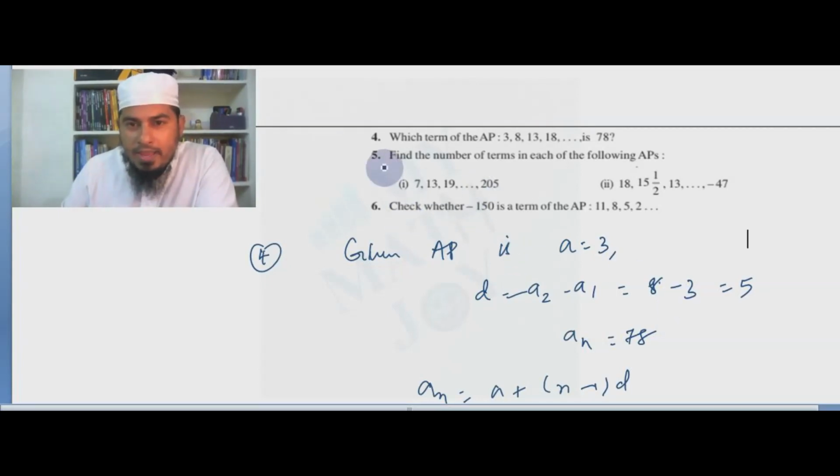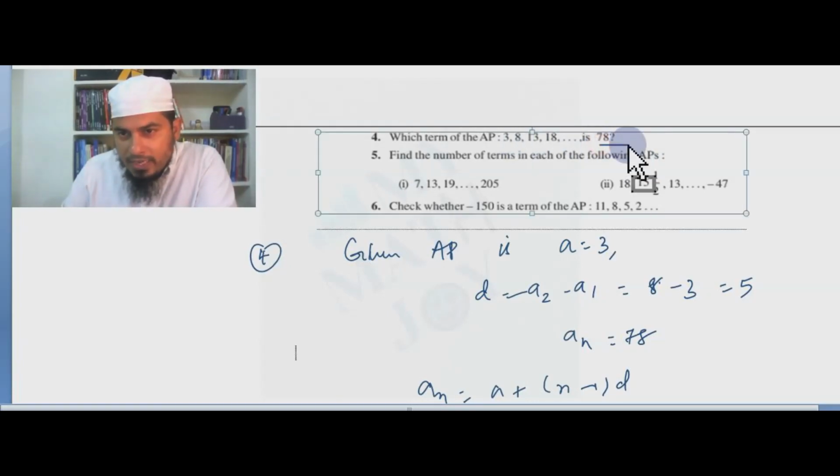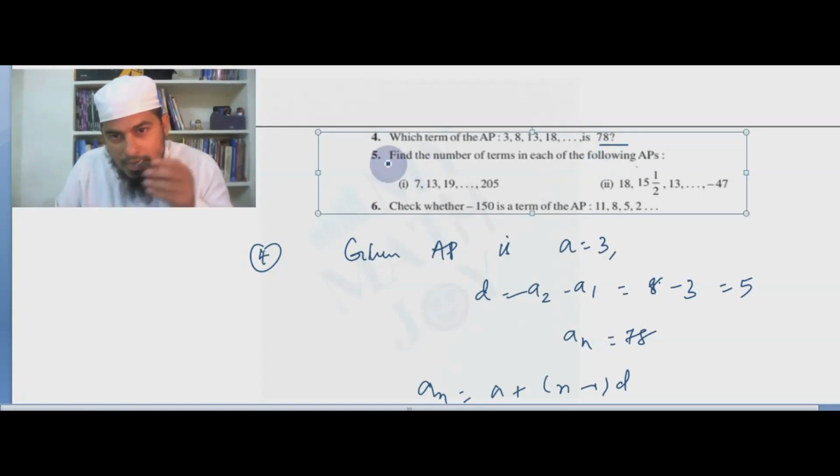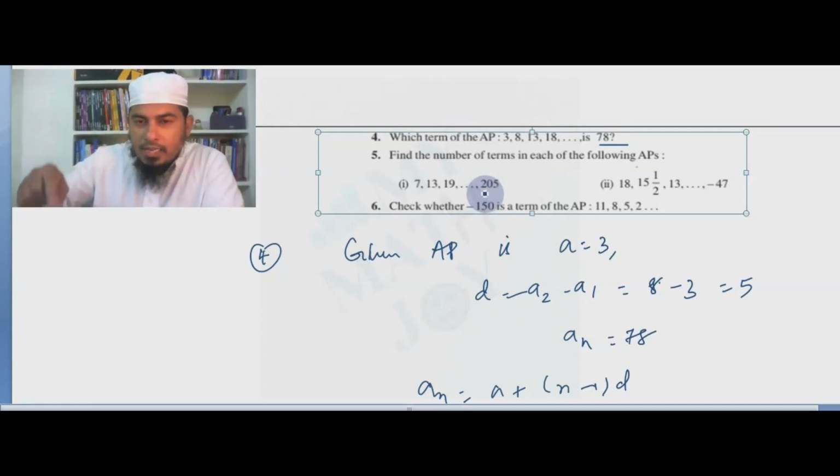Next, find the number of terms in each of the following APs. Which term of the AP is 78 here? In other English words, here also he is asking the same thing: which term will it be if you count from the start, 205. So an is given here, a is given, d is given. It is the same question, you just need to find which term this is. So the fourth question is similar, and the fifth, and the second bit also.